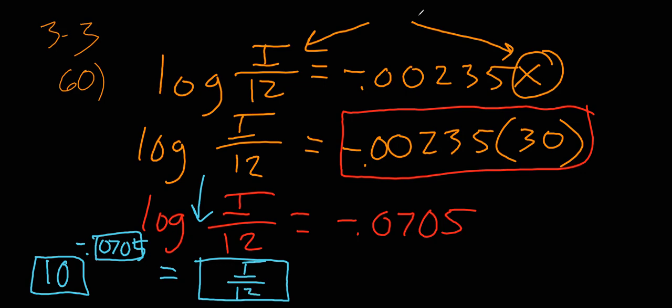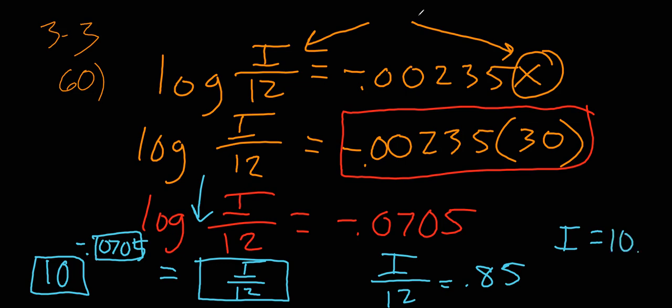Okay, so I'm going to use my handy-dandy calculator. 10 to that power is 0.85-ish. So I over 12 is equal to 0.85-ish. Now what do you think we should do to find the intensity? Multiply by 12. You are so good. 10.2 is what we're talking about here. Intensity 10.2 because we multiplied both sides by 12 per your instructions. Yeah, folks, it's not that bad when you realize all you're doing is changing it to its exponential form. That's really the most complicated part of this question.